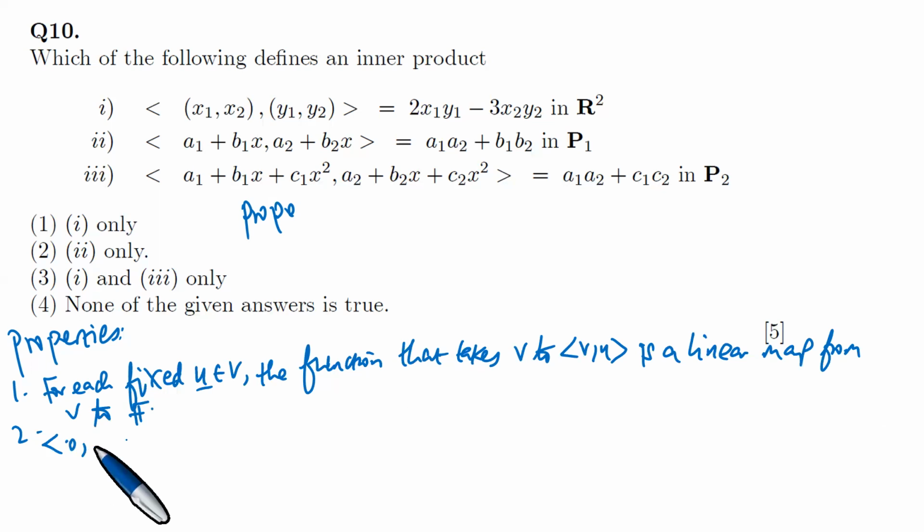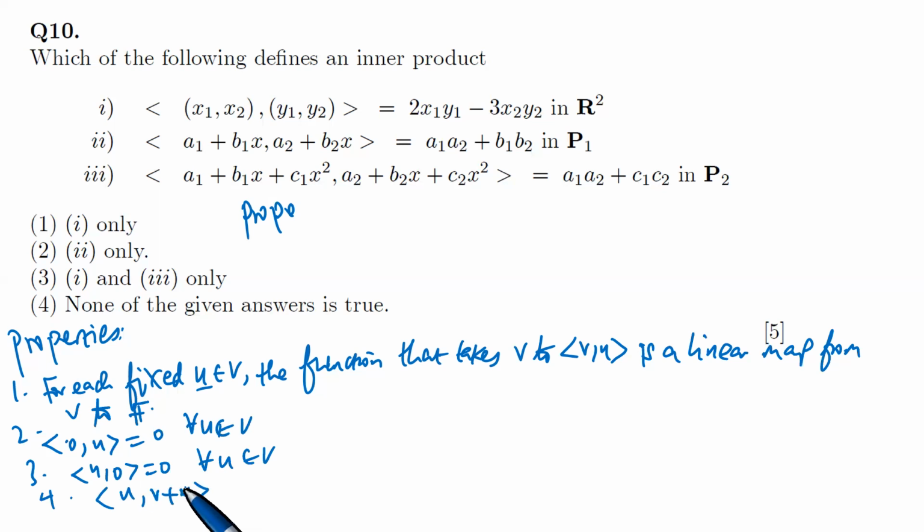Property 2: the inner product of 0 and u is 0 for all vectors u in V. Property 3: the inner product of u and 0 is 0 for all u in V. Property 4: the inner product of u with v plus w is the same as the inner product of u and v plus the inner product of u and w, where u, v, w are in V. Okay, property 5.